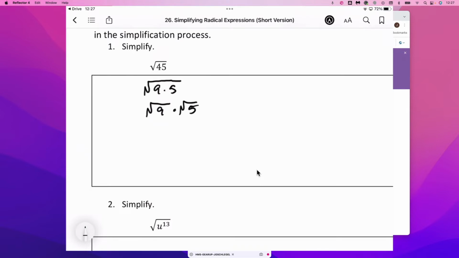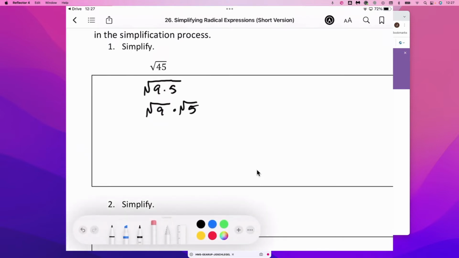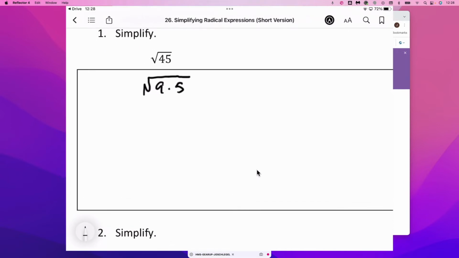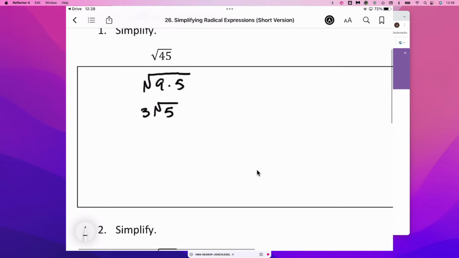For my purposes today, I'm not going to do that. I'm just going to leave everything inside the one radical symbol, but recognize that since it's multiplication, you could separate them. And then we basically take a partial square root. And so we can't take a square root of 5, obviously, but we can take a square root of 9. Square root of 9 is 3. And then what remains inside the radical symbol is 5. So this one, number 1, is going to end up being 3 times the square root of 5.